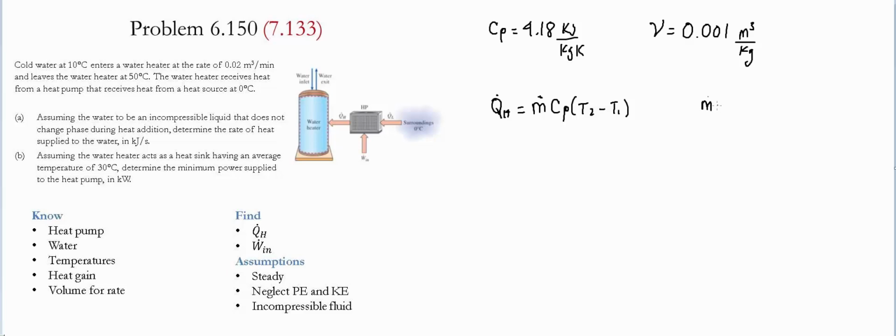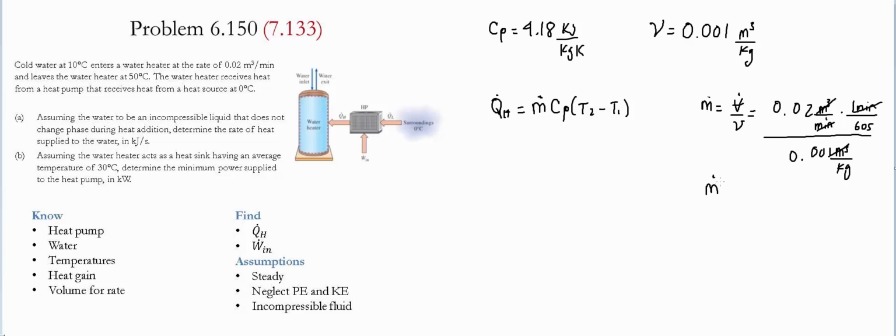The mass flow rate is simply going to be the volume flow rate divided by the specific volume. In this case, we have 0.02 meter cubed per minute, and we do the conversion, since 1 minute has 60 seconds, and the specific volume is 0.001 meter cubed per kilogram. Notice minutes and minutes cancel, meter cubed and meter cubed cancel, and we are left with kilograms per second, which is the unit of mass flow rate. So we have a mass flow rate of 0.33 kilograms per second.